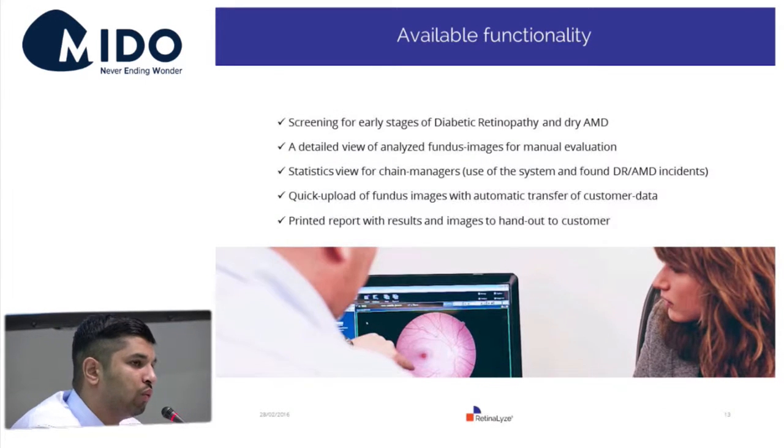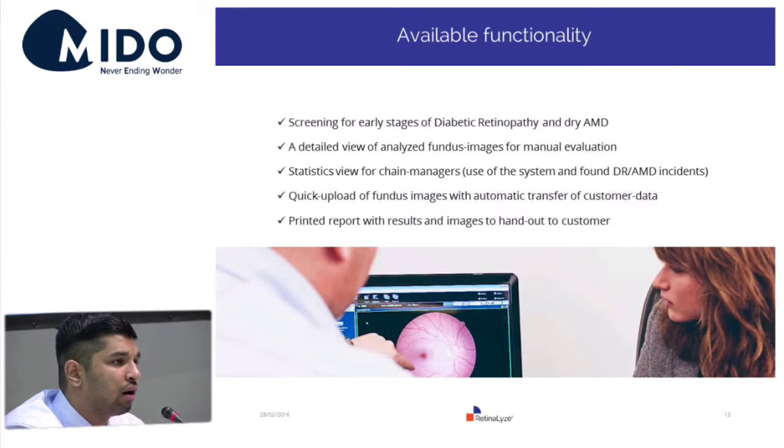So, the software makes it possible for you to screen for diabetic retinopathy and dry AMD, the early signs of these diseases. It will also give you a detailed view of the image, marking the areas that need attention. A statistics view makes sure that you know how many screenings you've made and how many customers you've had through the store. It also gives you the ability to print a report to give to the customer in their hand so they can understand what they've been screened for and what the assessment is, and also a recommendation. Do they need to visit an ophthalmologist today, or can they wait 6 months, for instance?